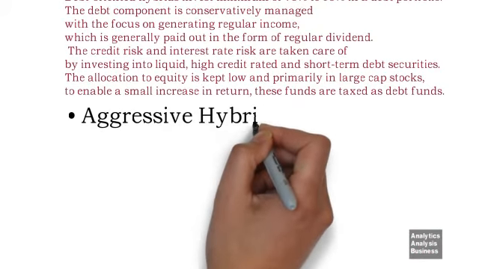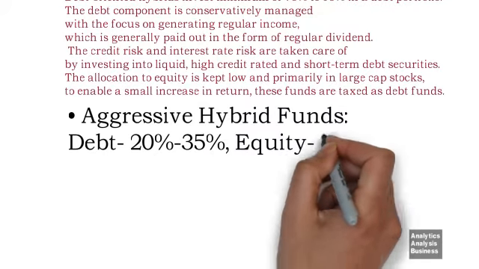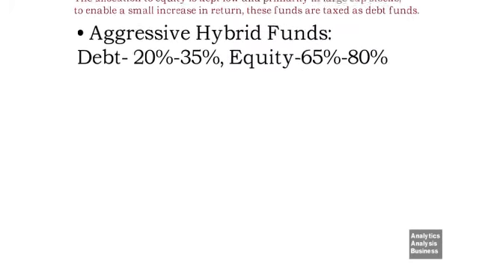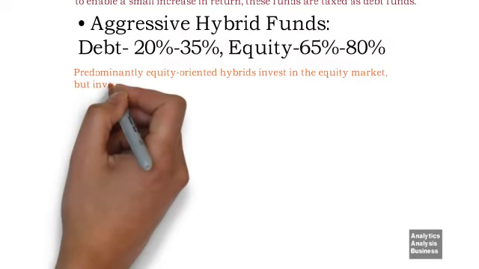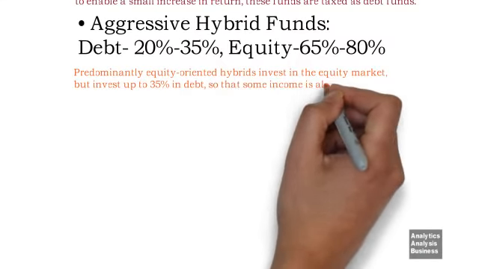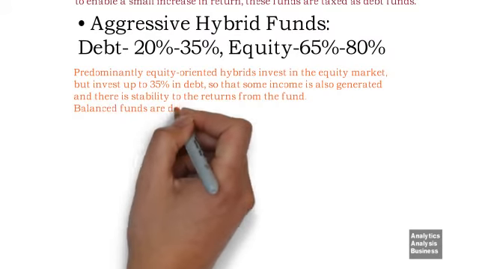Aggressive hybrid funds: debt 20% to 35%, equity 65% to 80%. Predominantly equity-oriented hybrids invest in the equity market but invest up to 35% in debt so that some income is also generated and there is stability to the returns from the fund. Balanced funds are designed as equity-oriented funds.